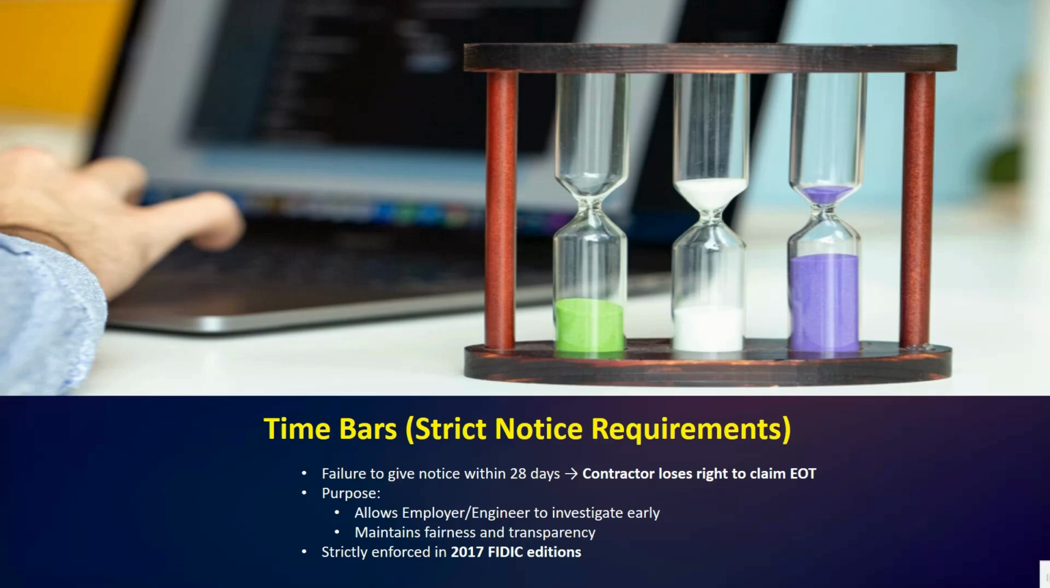Okay, so why so strict? Because the employer and engineer must know about the event as soon as possible so they can take action and avoid further delay. So this rule encourages early communication and proactive project management. In the 2017 FIDIC edition, this time bar rule is enforced even more strictly. So it's essential for every contractor to have a proper claim tracking and notification system.